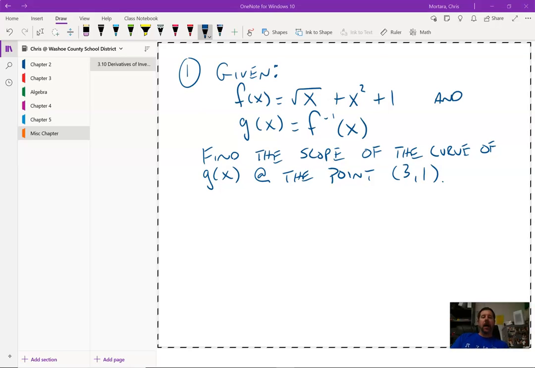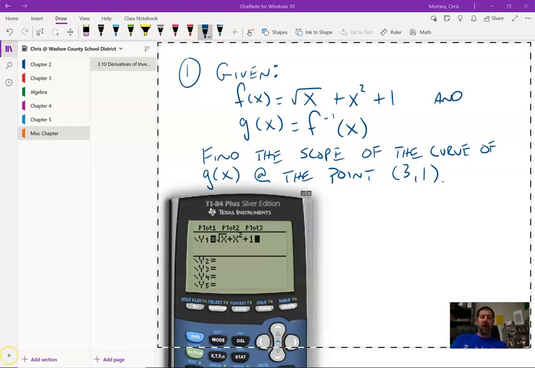The next thing we're going to do is use some of that information we talked about regarding inverses to actually find this derivative or this slope. Here's what we're going to want to think about. Let's graph it first. Again, we're going to use the calculator to help us graph this. So I typed in y equals root x plus x squared plus 1, and if I graph it, we can see the graph looks something like that. I'm going to sketch this graph over here now, and then we'll play around with this idea.